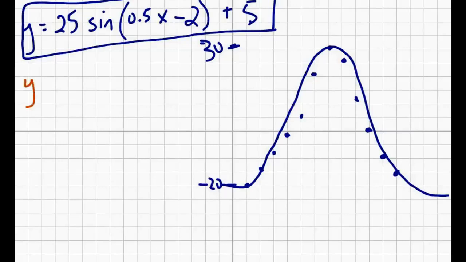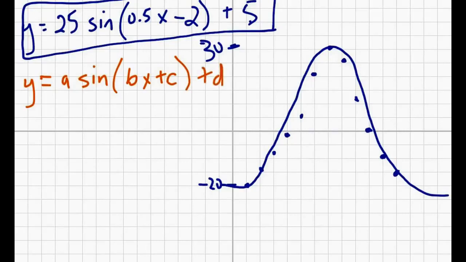So remember, on the last page, our calculator equation is going to be a sine bx plus c, and then plus d at the end. So these a, b, c, d numbers are actually important in terms of what's happening with the graph. So let's kind of go through each one and figure out what it means. So the first one we're going to start with is the d number. So in this case there, d was plus 5.